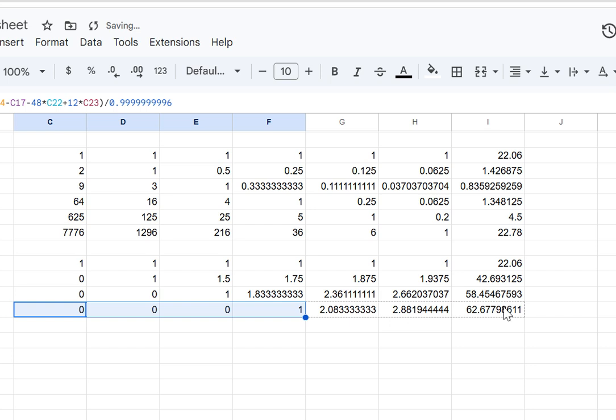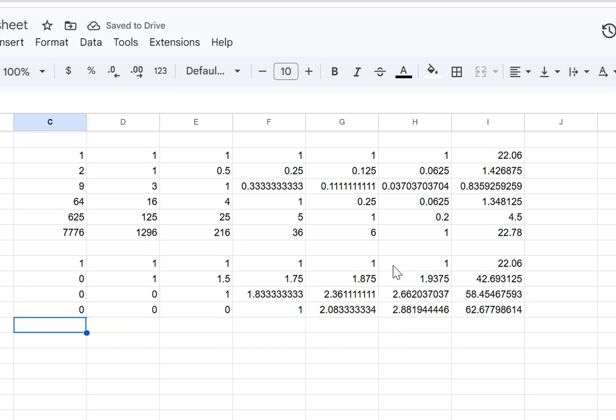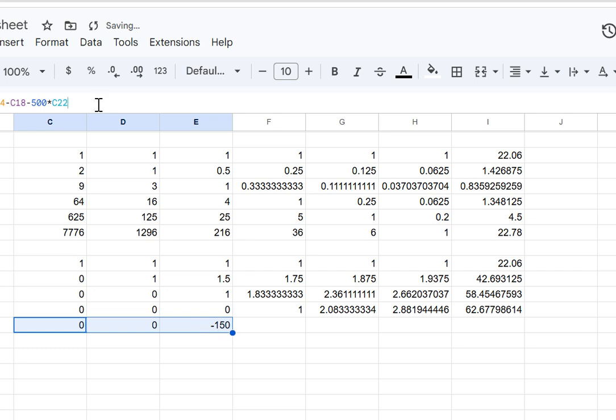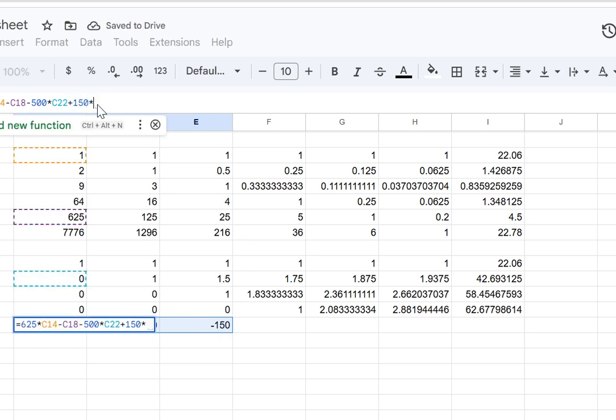Yes, that did it. And now for the fifth row, I'm going to set it equal to 625 times the first row minus the fifth row. And we get something like 500. So I'm going to multiply 500 times this and subtract it. Hopefully I subtracted, yep. Now we're left with a minus 150, so I want to add 150 times the third row.